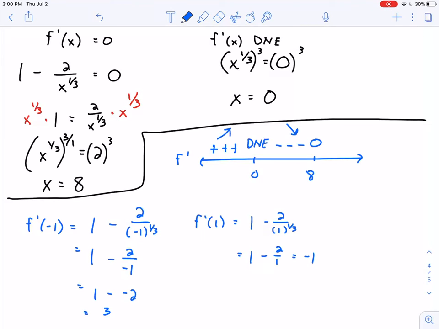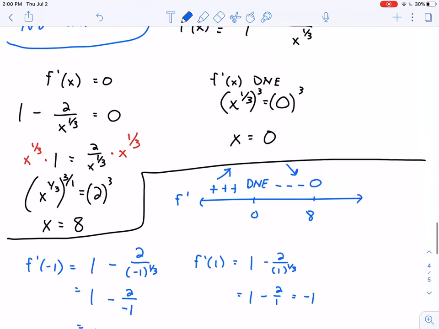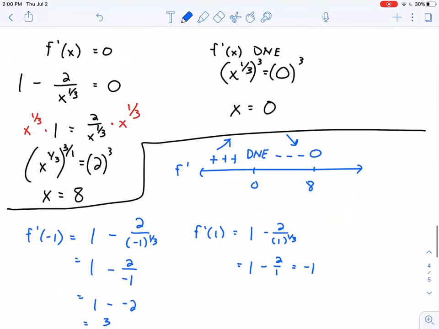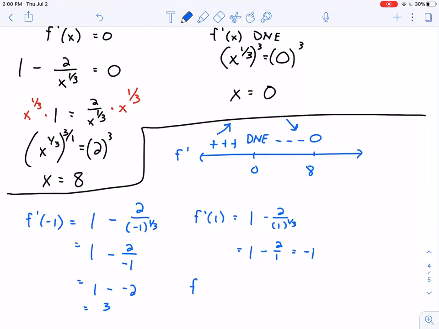And then at 8, well, I need a number after 8. So a lot of us would pick 9. I see for our derivative this 1/3 power. I know that's a cube root function. I always like to do as much without a graphing calculator as I can. I'm going to pick 27, f prime of 27, because that's a perfect cube. This is 1 minus 2 over 27 to the 1/3 power. This is 1 minus 2 over 3, which would give me a positive 1/3. So my function is increasing once again because my first derivative is positive.